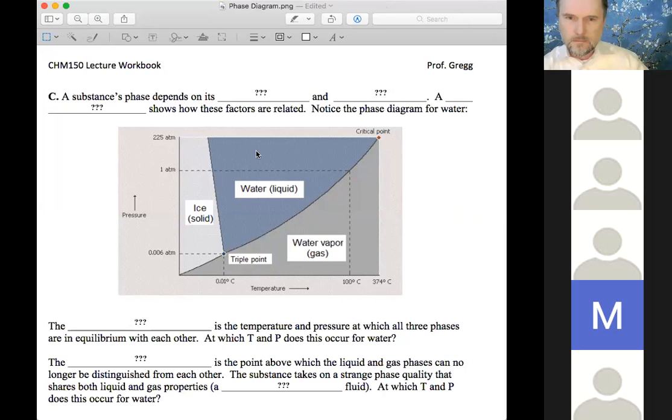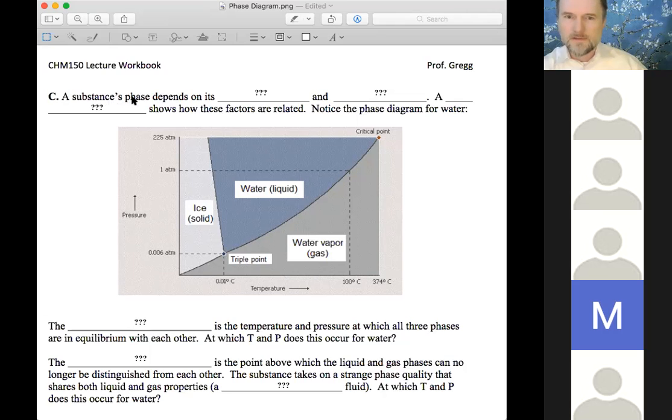Okay, so this section is in the chapter that we're talking about IMFs, intermolecular forces. We're just talking about phase changes, changing from one physical state or phase to another. And then we get to this section C. So let's fill in some gaps here, and then we'll talk about this graph right here.